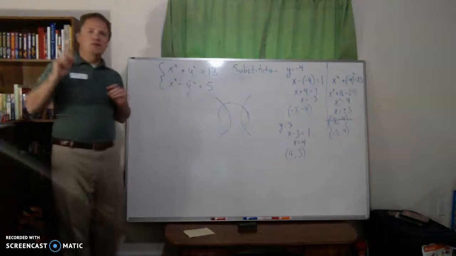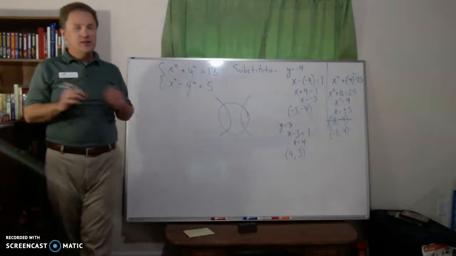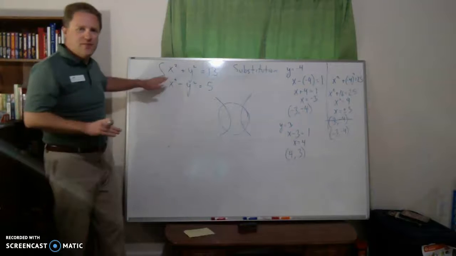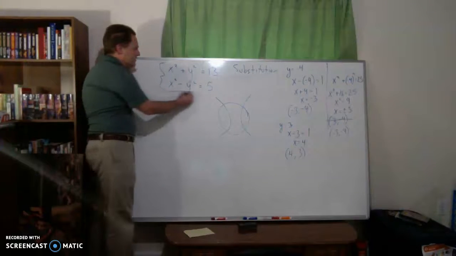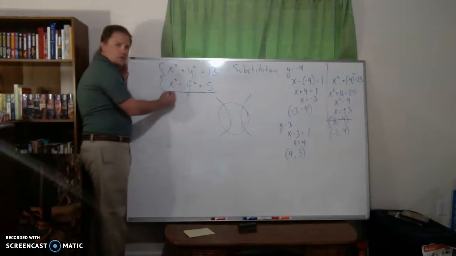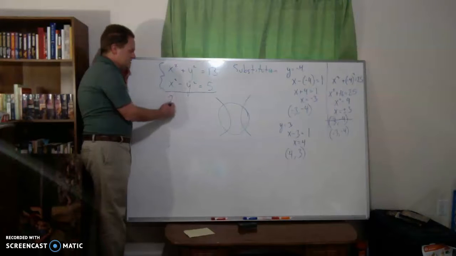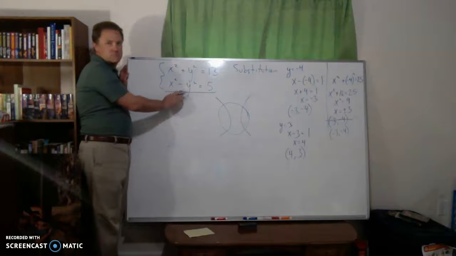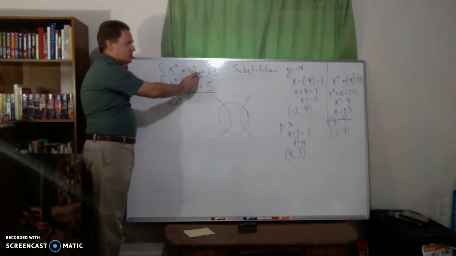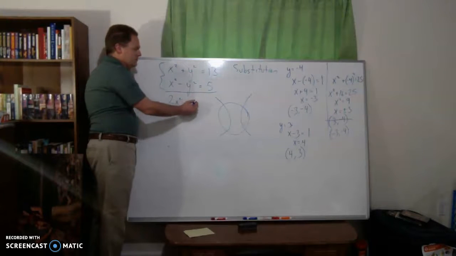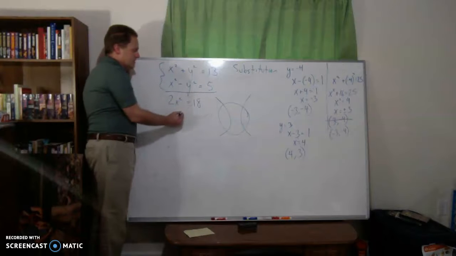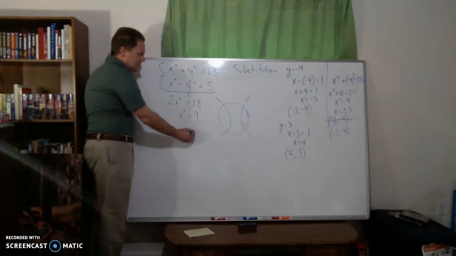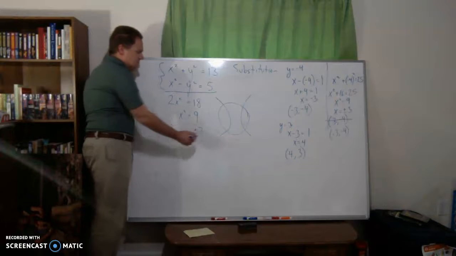And in this case, I would say substitution actually might not be bad, but you'd have to be tricky about it. I would go with elimination, because what happens if we just plain add these 2 equations? Well, we've got x squared plus x squared is 2x squared. y squared minus y squared is 0. And 13 plus 5 is 18. Divide by 2, get x squared is 9. And so x is plus or minus 3.